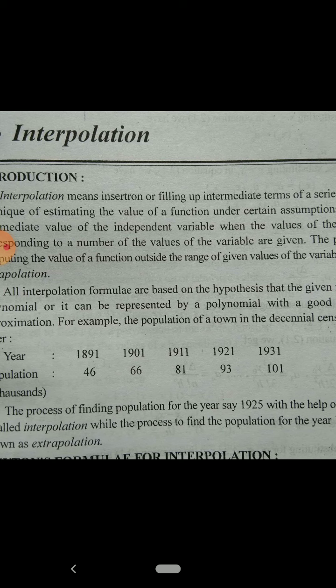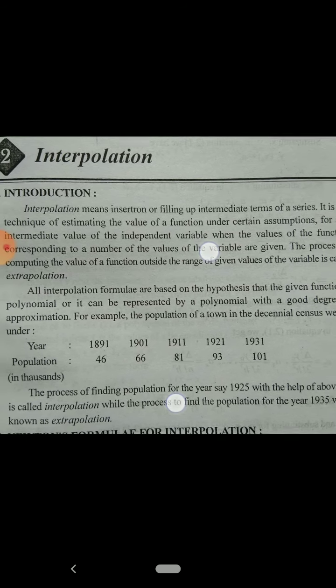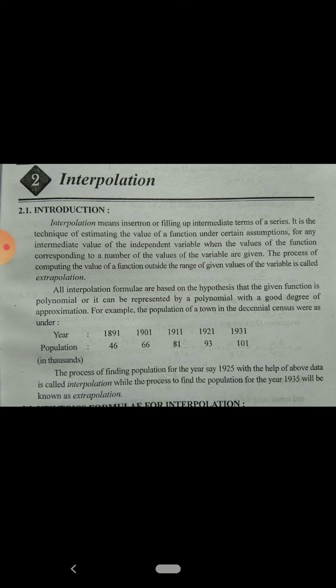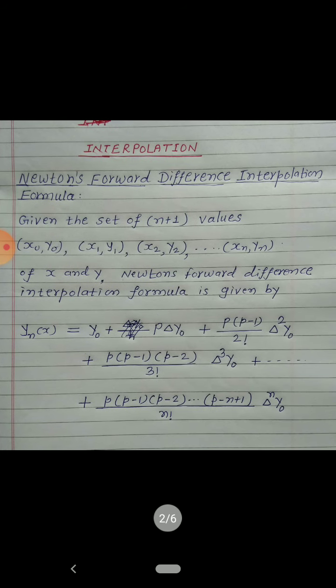Mathematicians have developed different formulae to obtain the intermediate values as well as outside the range values, that is extrapolation. Initially, we shall see Newton's formulae. There are two formulas of Newton: Newton's forward difference interpolation formula, and Newton's backward difference interpolation formula. At first, we shall see what Newton's forward difference interpolation formula is.